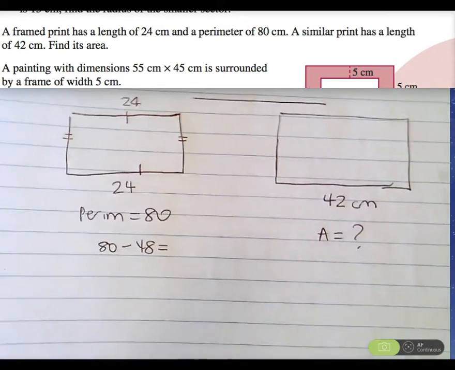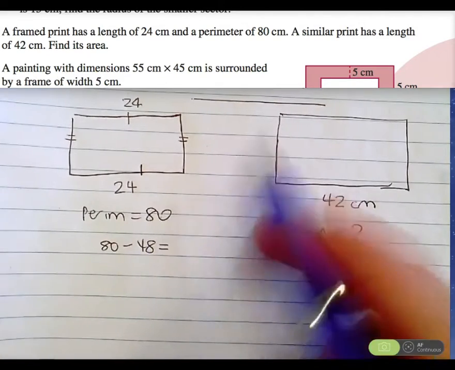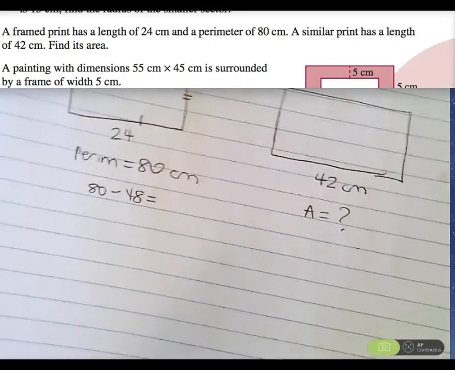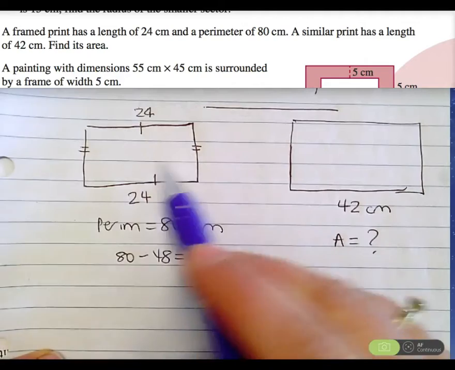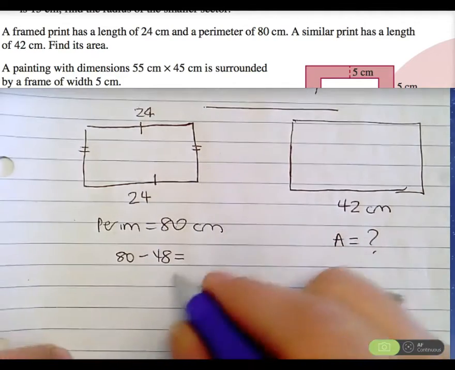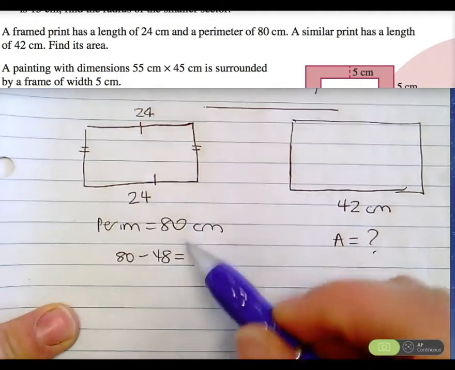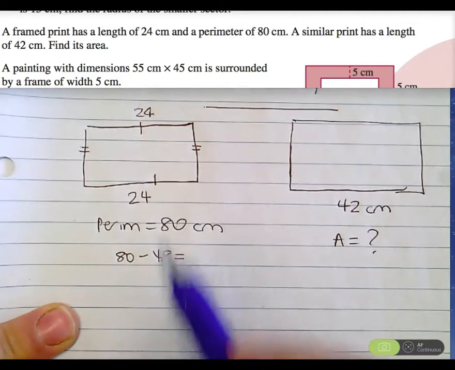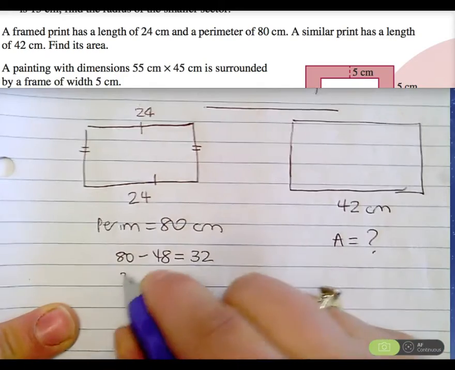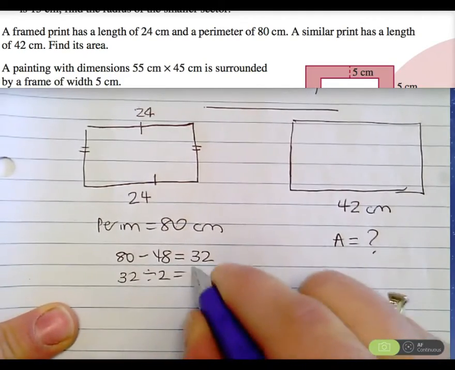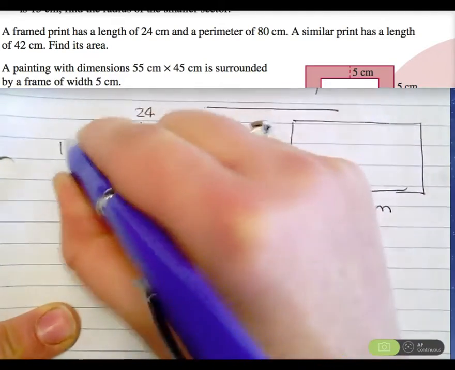centimetres. We know that the perimeter of this is 80 centimetres. Okay, so we obviously don't know the area of this one yet, but we can work it out. If those are 24, what's 80 minus 48? So these two side lengths add up to 48. So 80 minus 48 is? And so there, 32 divided by 2 is 16. So these side lengths are 16.